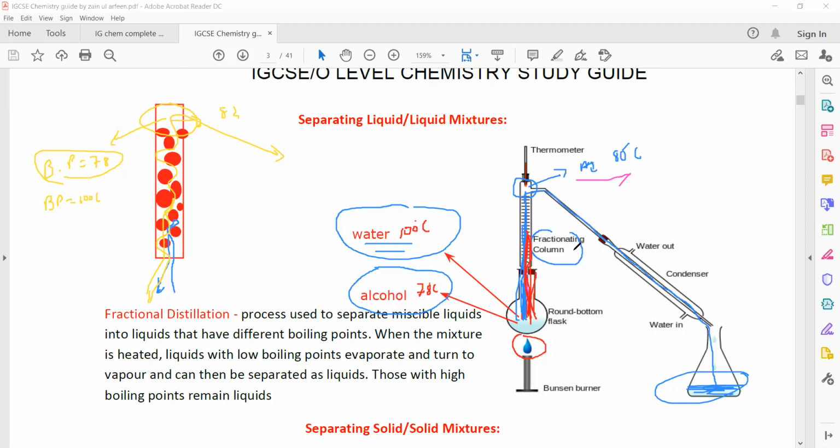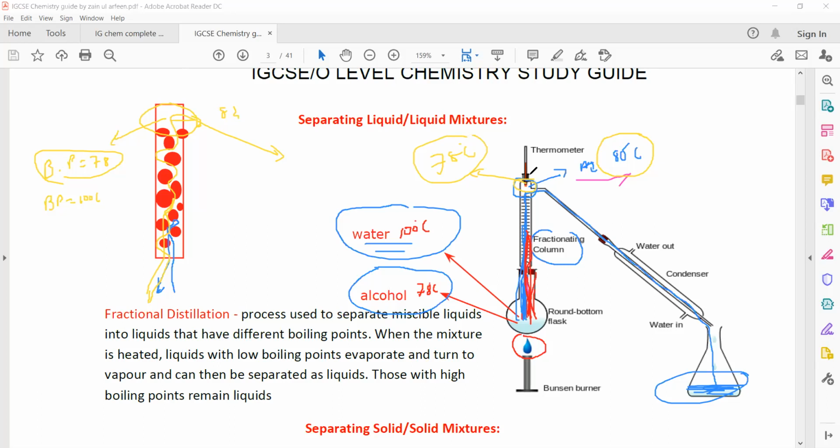Sir, how can I know that the alcohol is completely distilled? How will you know that the alcohol is completely removed? The boiling point of alcohol is 78, so when the temperature at this point is 78, you can identify that you're receiving alcohol. The temperature will remain constant for some time. But once all of the alcohol is removed, the temperature at this point will start to rise.